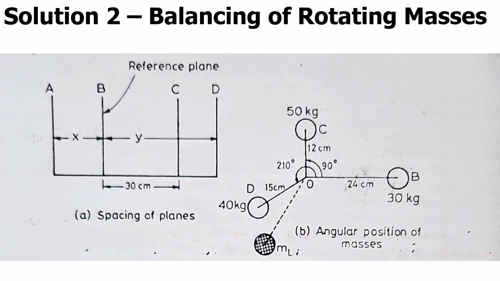So first we'll need to determine the positions of planes A and D to ensure all moments are balanced. We also have to calculate the angular position of mass A to counteract and balance forces. Now we can let the distance between plane A and B be equal to x, and the distance of plane D from plane B be equal to y.